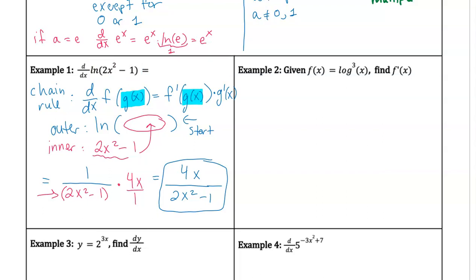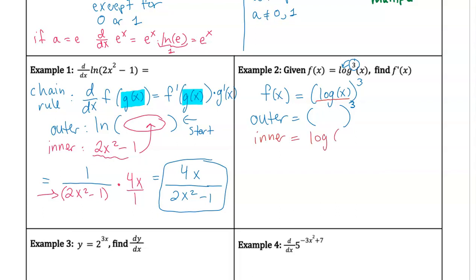Now in example 2, the outer layer is no longer the log function. So notice the way that this function is set up. The power of 3 is assigned to the log. So this means that I'm raising my log function to the third power. So this time my outer layer is raising something to the third power as opposed to the log. And my inside layer, which is this guy right here, would be my log function.